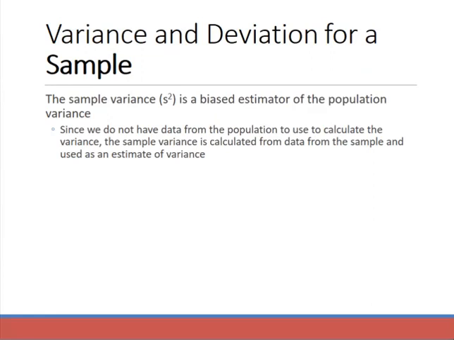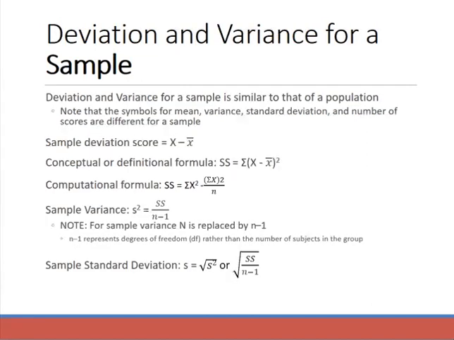So we can actually statistically take this into account. Practically, what this means is that we have to adjust our formulas a bit. Okay, so generally the formulas are very similar, and the concept is the same for both populations and samples. So the deviation and variance for the sample is similar to that of the population, but do note that the symbols and the number scores are different.